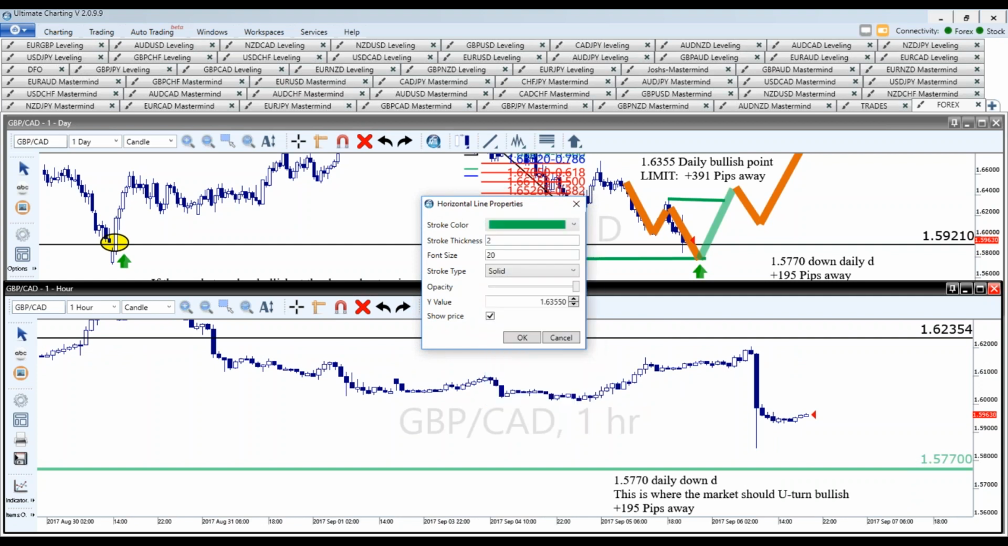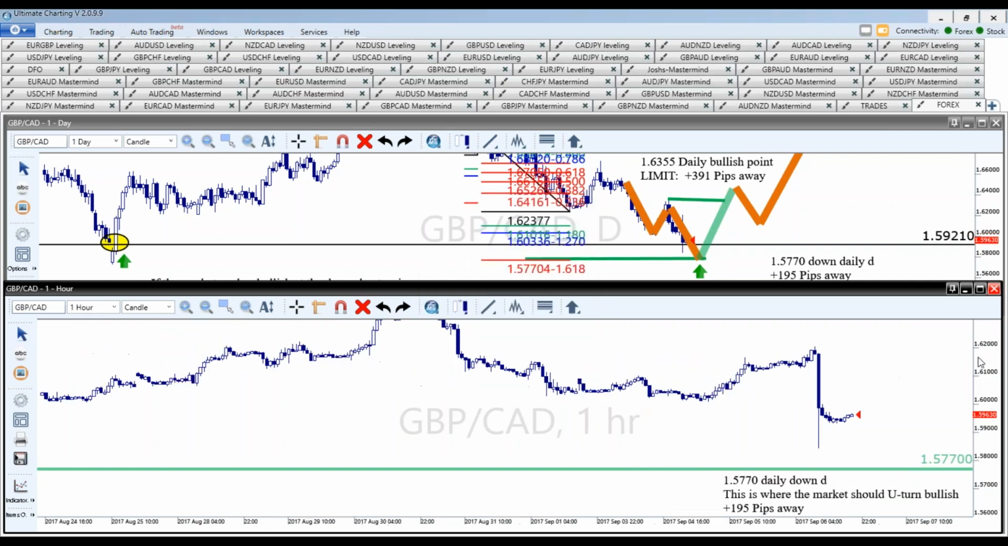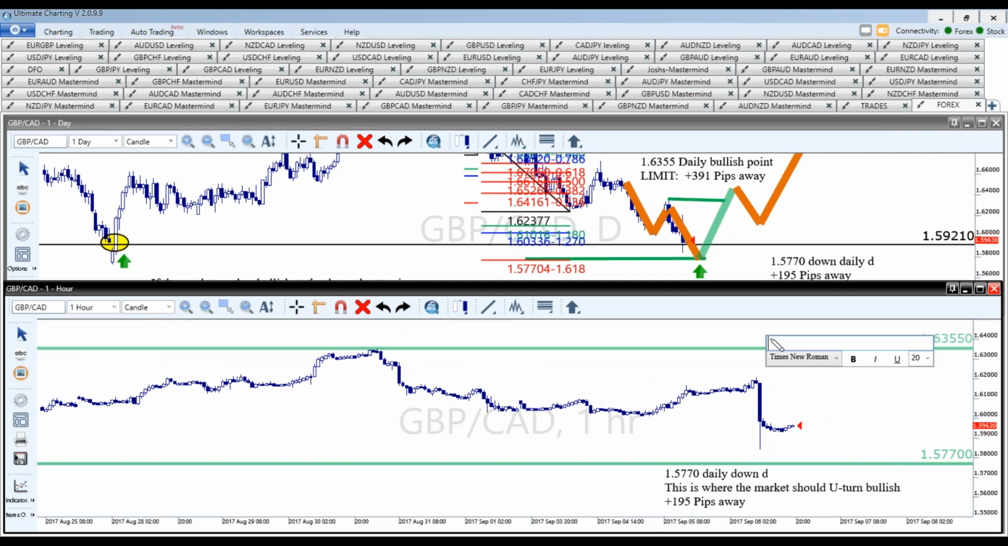Our first target will be 1.6355. 1.6355 is going to be a daily bullish point, okay? This will be our limit. It's 395 pips away from current price point.